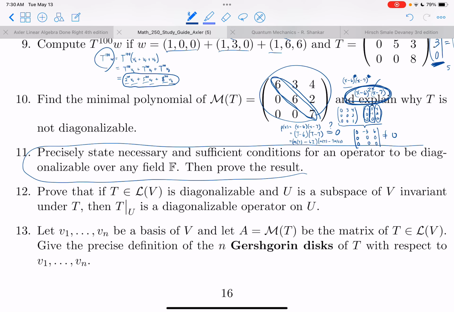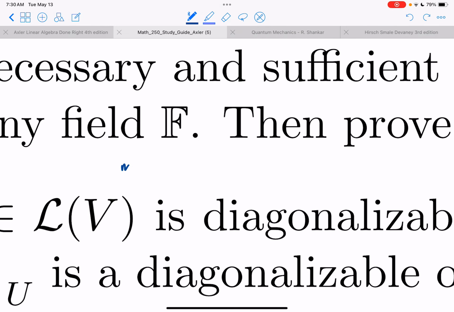Precisely state necessary and sufficient conditions to be diagonalizable over any field. The min poly over whatever field, the real numbers or the complex numbers, the min poly of t should factor into distinct linear factors.